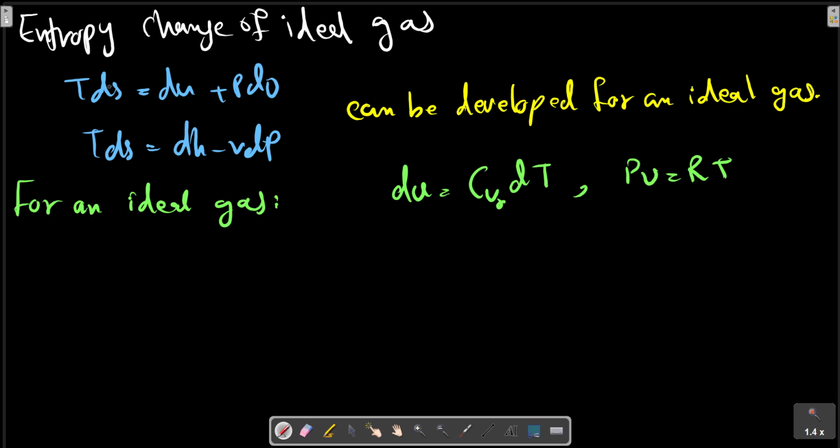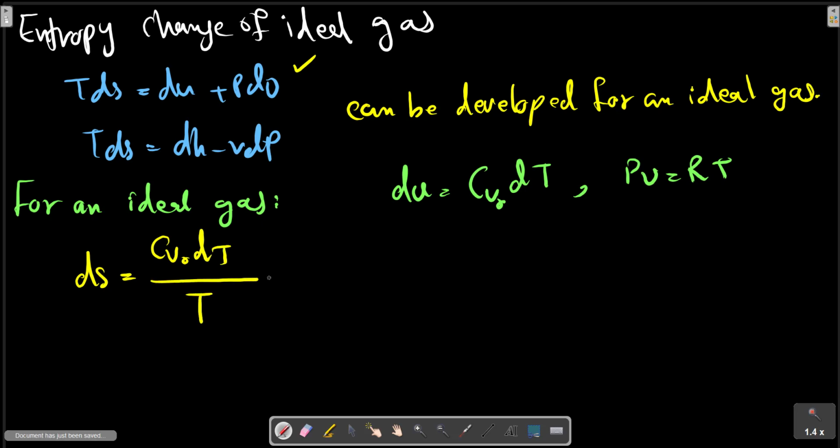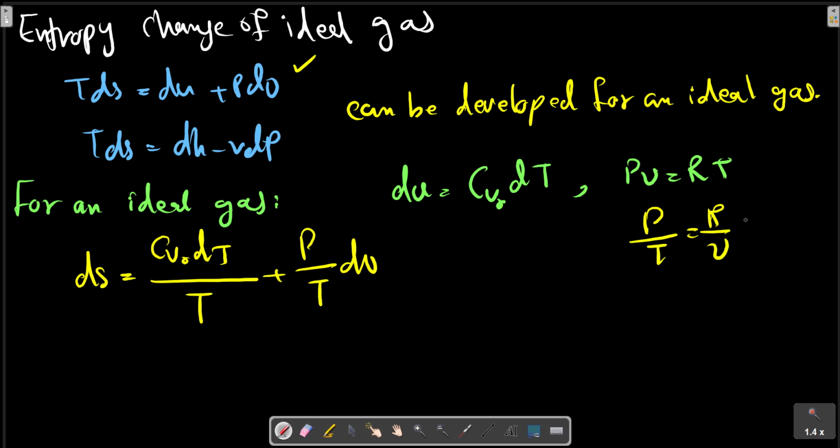In this case, we use the first relation of the Gibbs equation. ds, du is Cv0 dT, subtracting T plus P over T dv. P over T equals R over v, and we can make an integration.